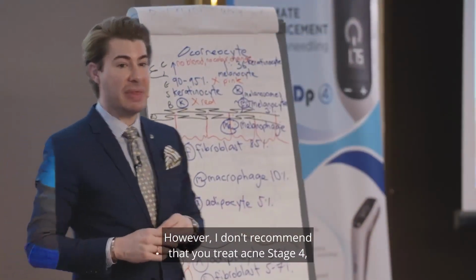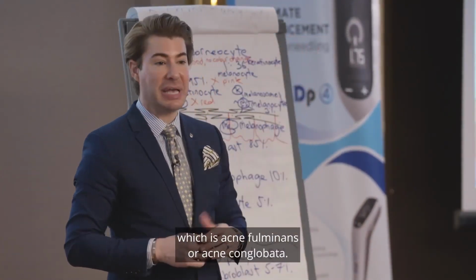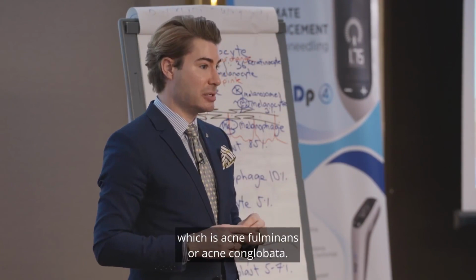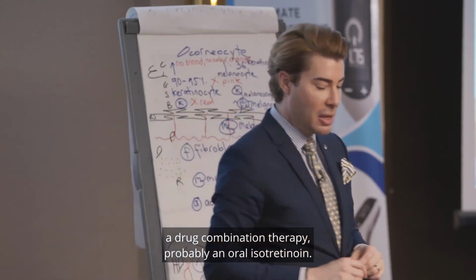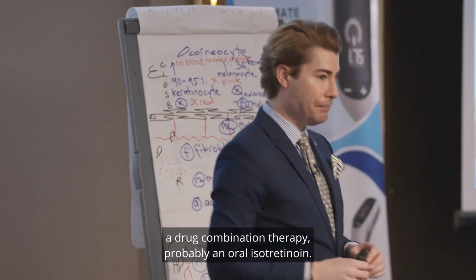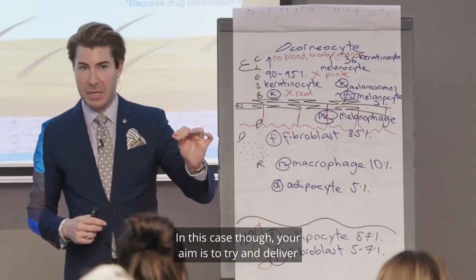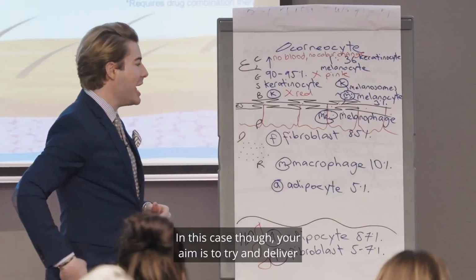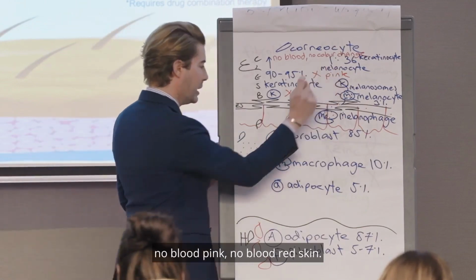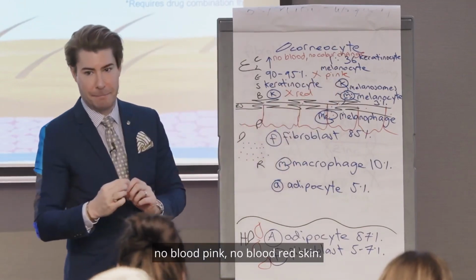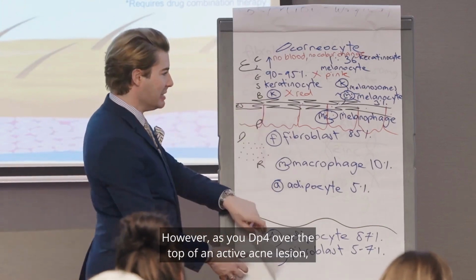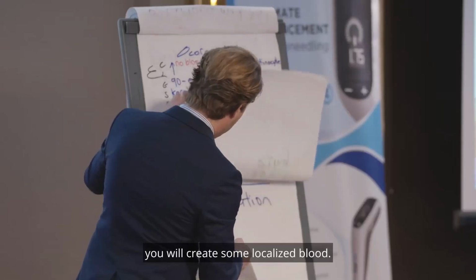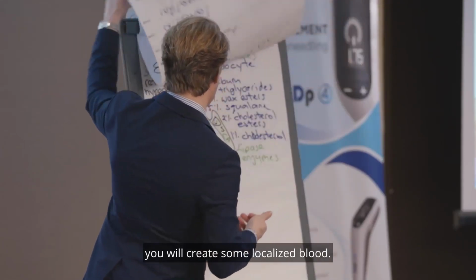However, I don't recommend that you treat acne stage 4, which is acne fulminans or acne conglobata. You will probably need to undergo a drug combination therapy, probably oral isotretinoin. In this case though, your aim is to try and deliver no blood pink, no blood red skin. However, as you Dp4 over the top of an active acne lesion, you will create some localized blood.